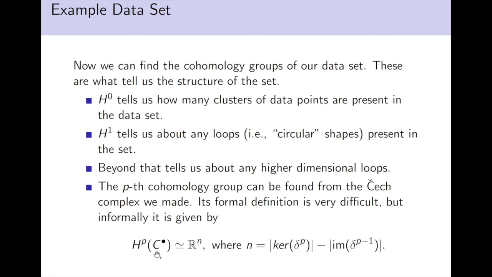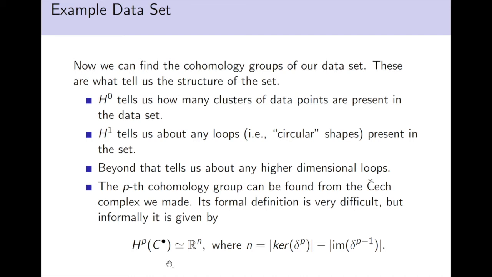C bullet just represents our Čech complex, because remember, if we change the size of our disks, we change what our Čech complex looks like. And if our Čech complex is different, then it turns out that our cohomology groups can also be different. So it does depend on which Čech complex we are using. But I'm just going to refer to them as H0, H1, and so on.